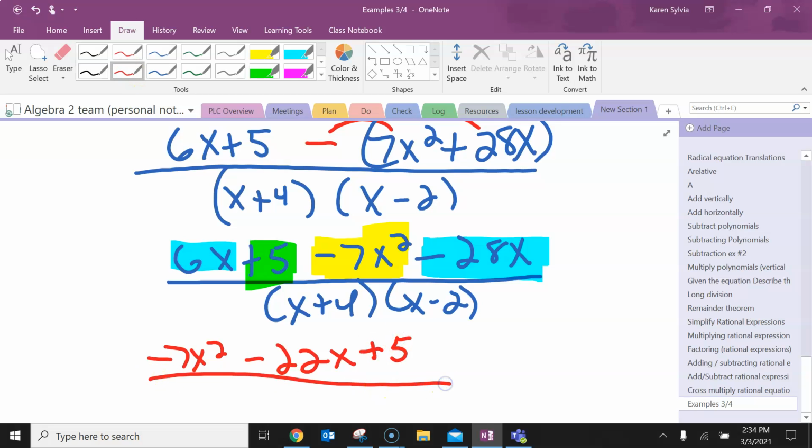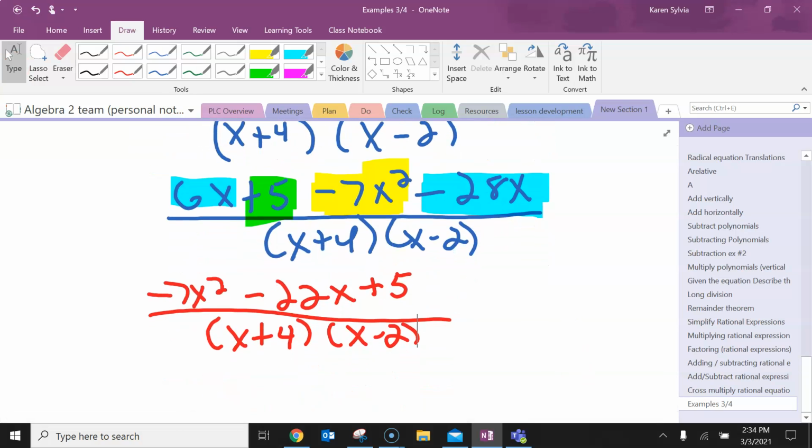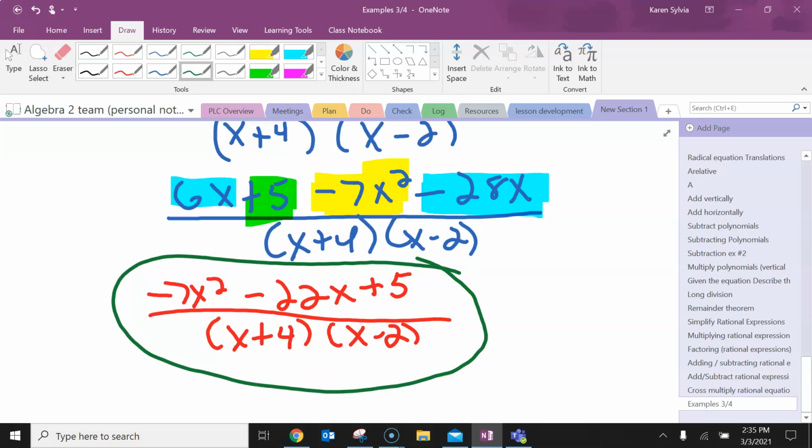And my denominator, remember, does not change, giving me my final answer of negative 7x squared minus 22x plus 5 over x plus 4 times x minus 2.